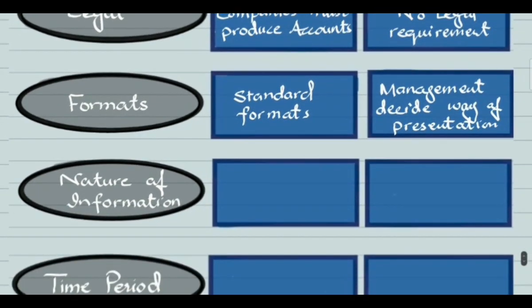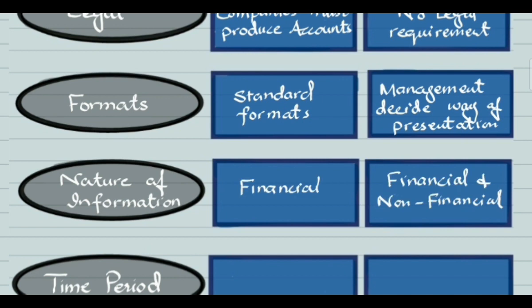Now about nature of information. In case of financial accounting, mostly financial information is considered. The information that can be expressed in terms of monies, while in case of management accounting, both financial and non-financial information would be considered, like number of complaints, number of goods returned, number of employees working. These can be said to be the examples of non-financial information.